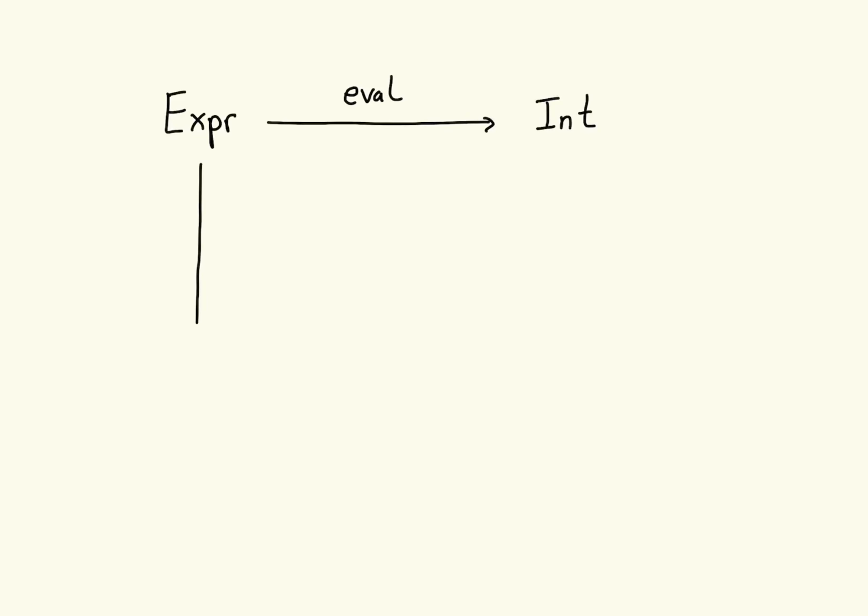Something else we could do with an expression is we could go down here and we could compile the expression. And if we compile an expression, of course, we're going to get back some code. So we've got two ways of processing an expression. We could either evaluate it to give an integer, or we could compile it to give some code. So I've got two sides of a square now. How am I going to complete the whole square?